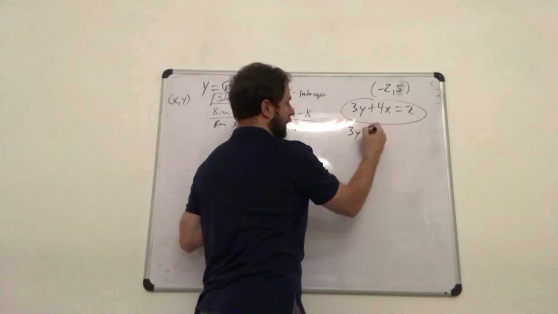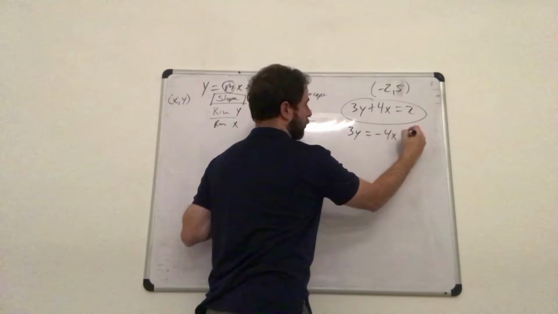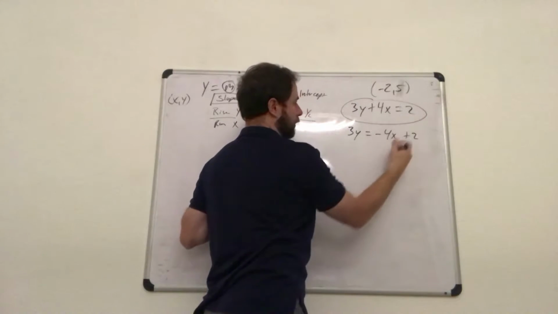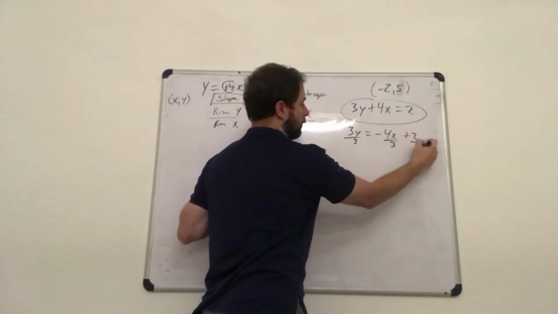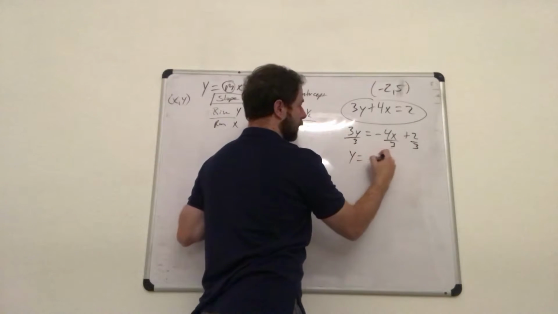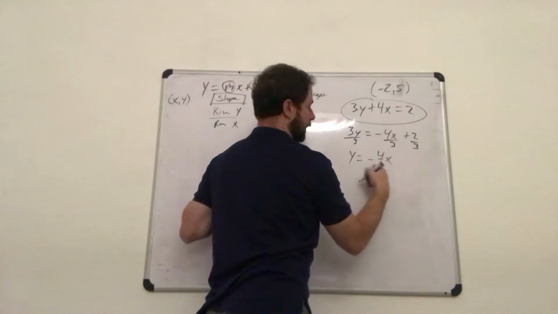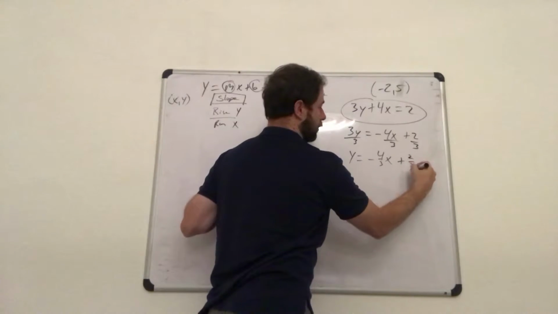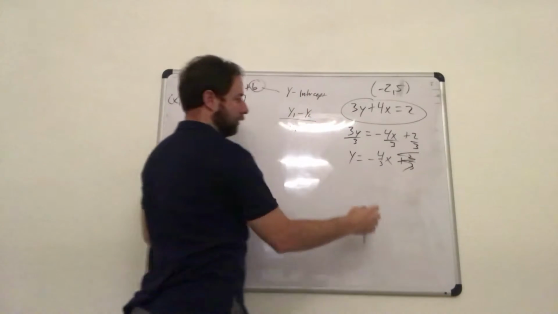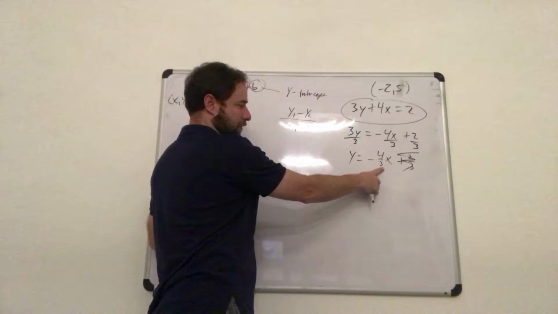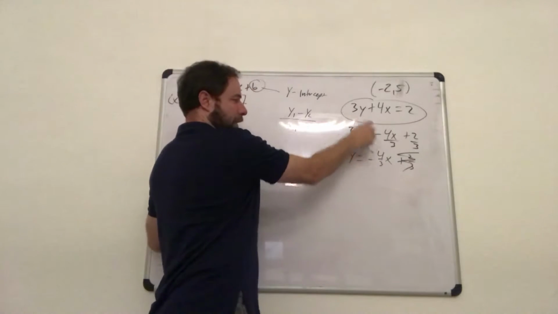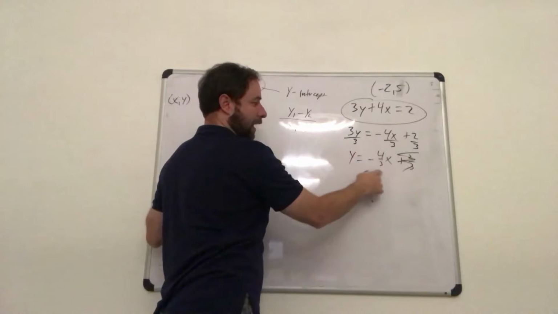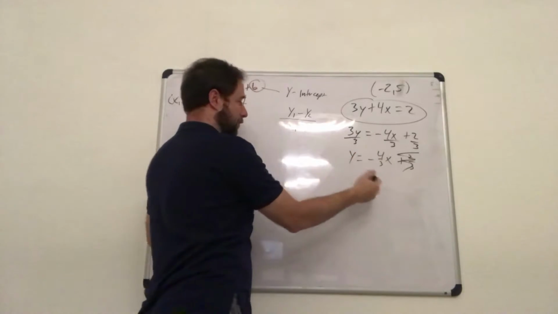The easy way to do that is 3y equals negative 4x plus 2. We brought the 4x to the other side. Then you divide everything by 3, isolating the y. When you do that, you get negative 4/3 x plus 2/3. You don't need that. The only thing you need is the slope, because it's perpendicular, it's the negative reciprocal. So this is not your slope, but it's the negative reciprocal of your slope.